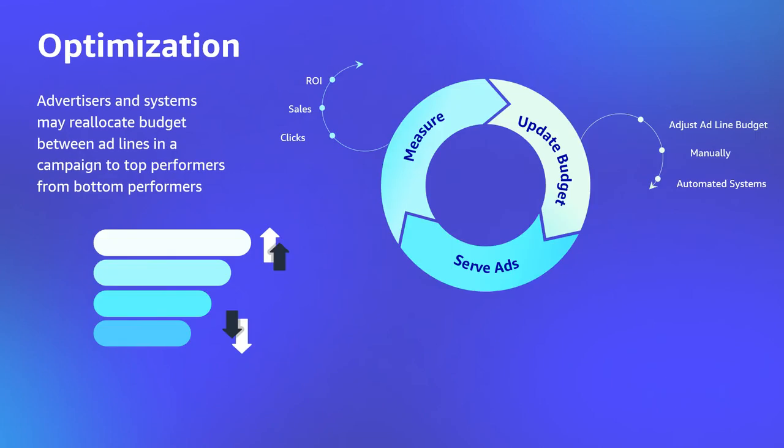The way that advertisers may do this is through optimization. Typically, in optimization, it starts with measurement. So measurement of things like clicks, sales, overall return against the objective. And then either a system will automatically update the budget for different ad lines, or users can manually update the budget in many systems, in many DSPs. And then it'll serve the ad and measure again. It's an iterative process typically.